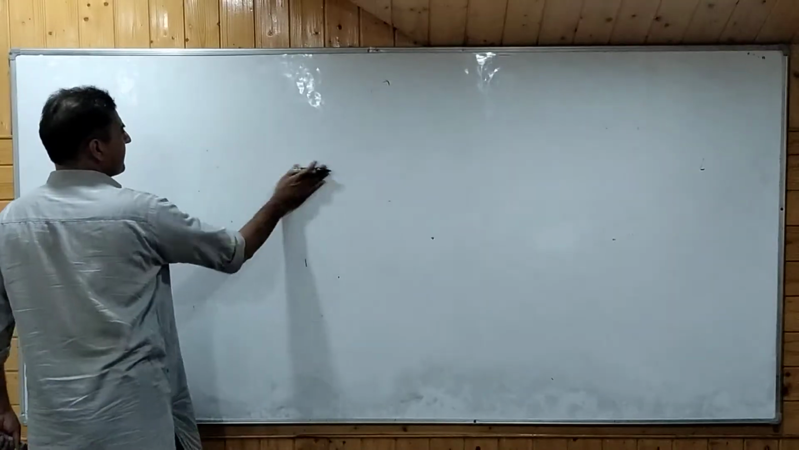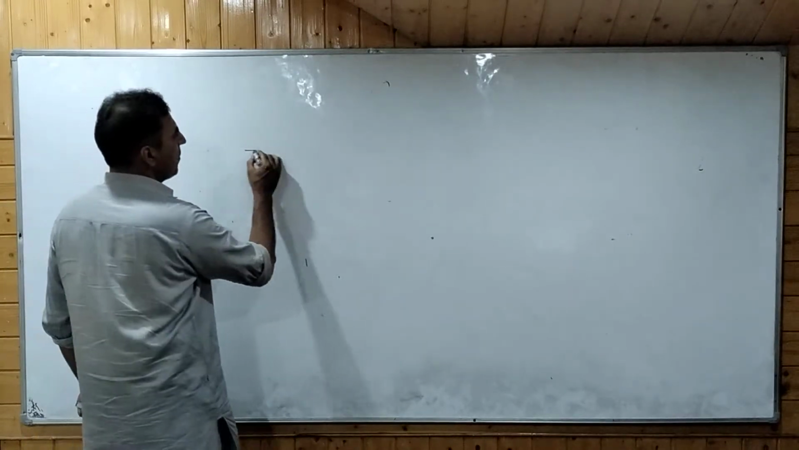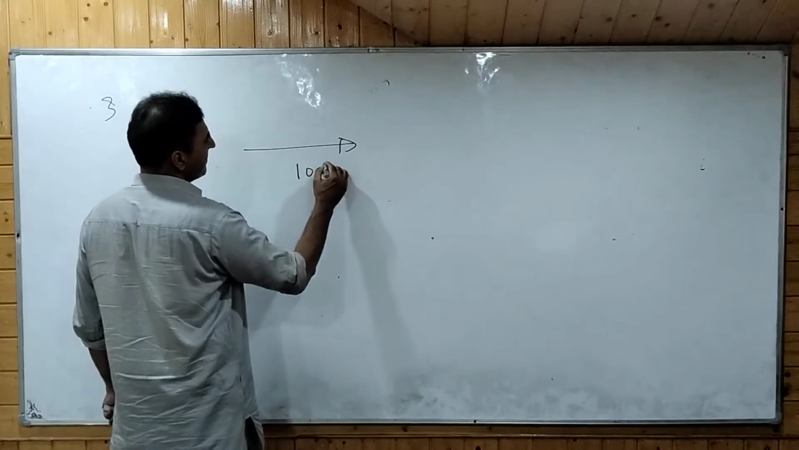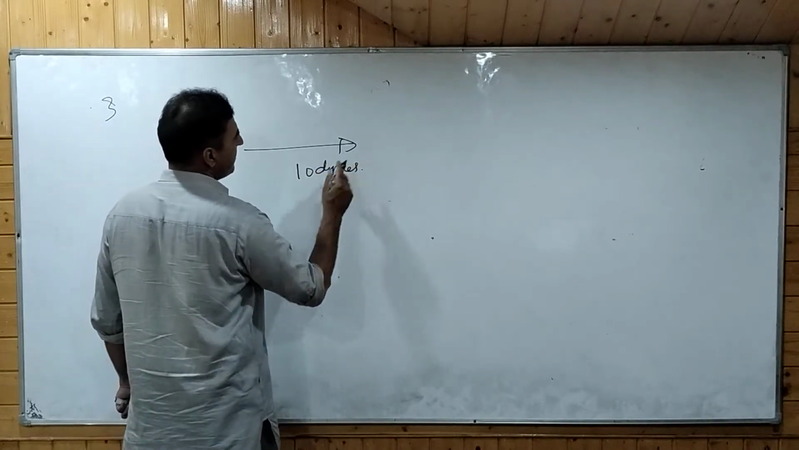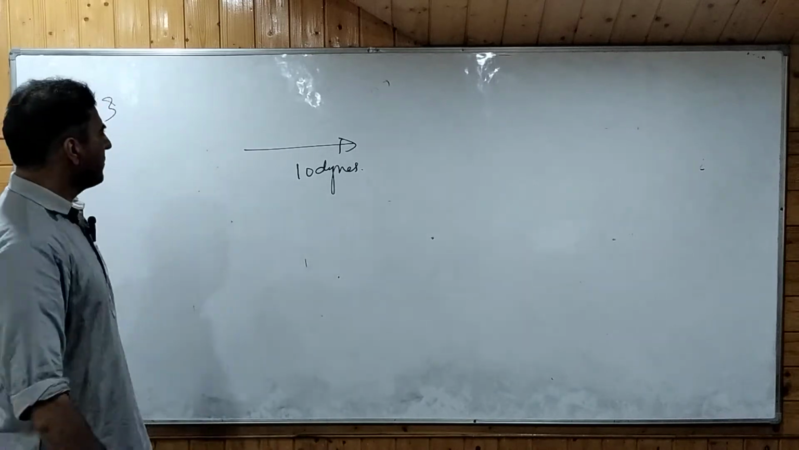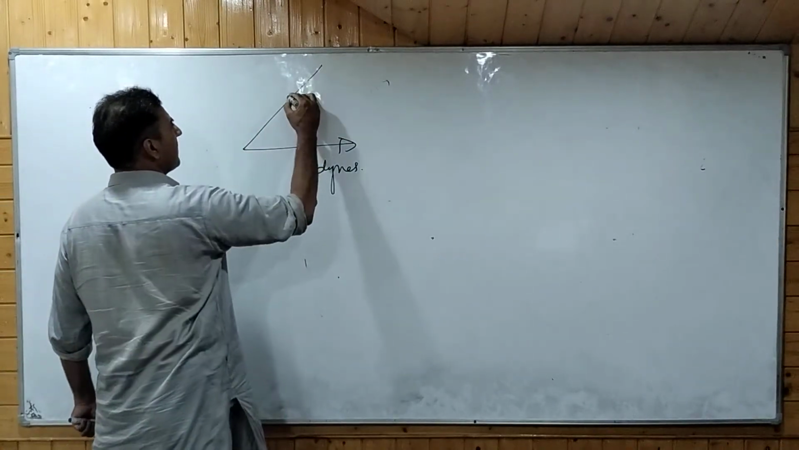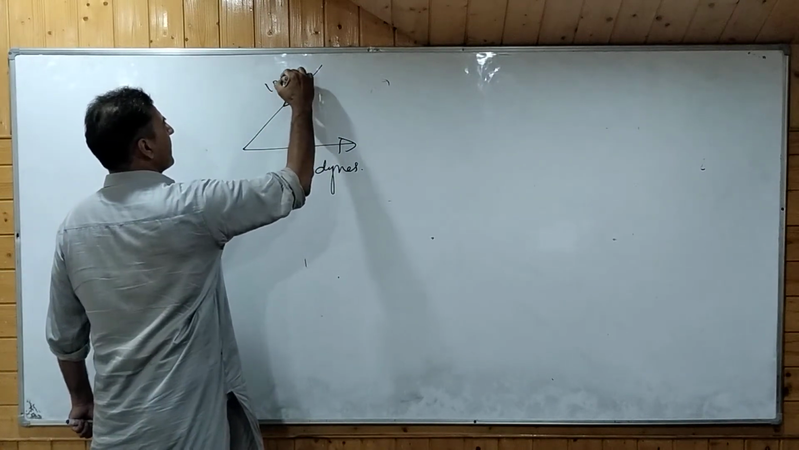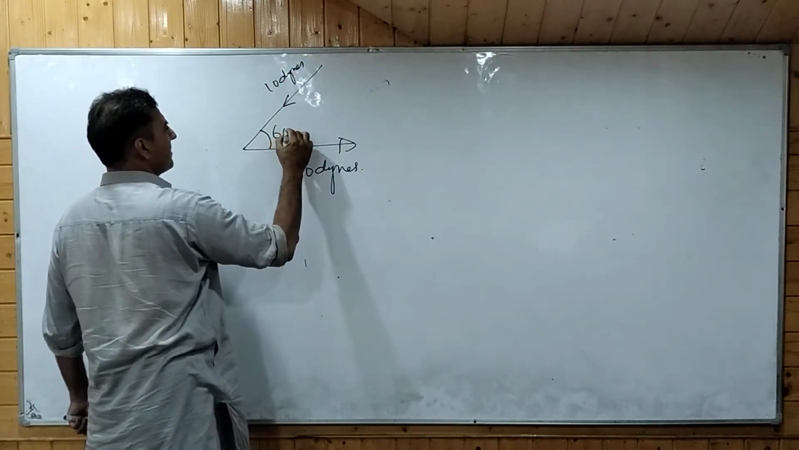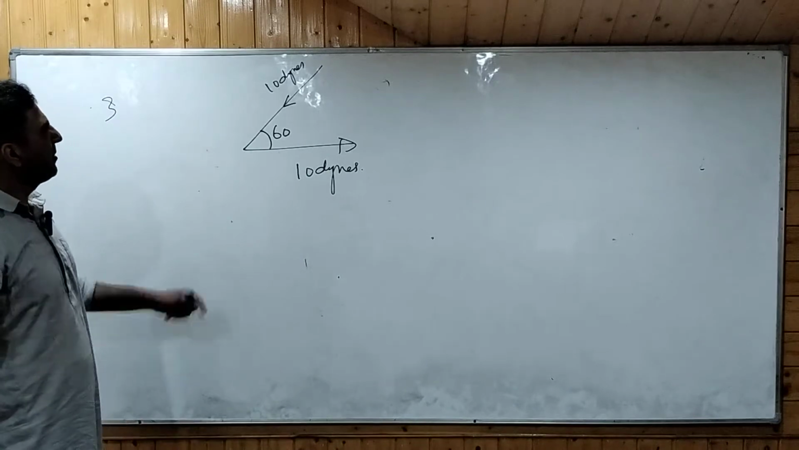Okay, let me take an example. Two forces. This is a force of 10 dynes. A dyne is a unit for force in the CGS system. There is one more force like this. It is also 10 dynes, and this is 60 degrees. I have to find the resultant of these two forces.